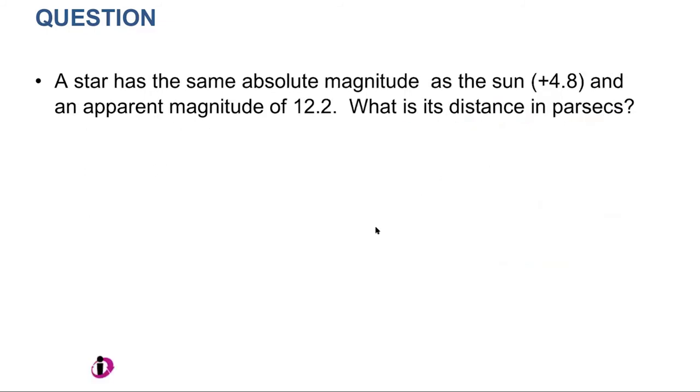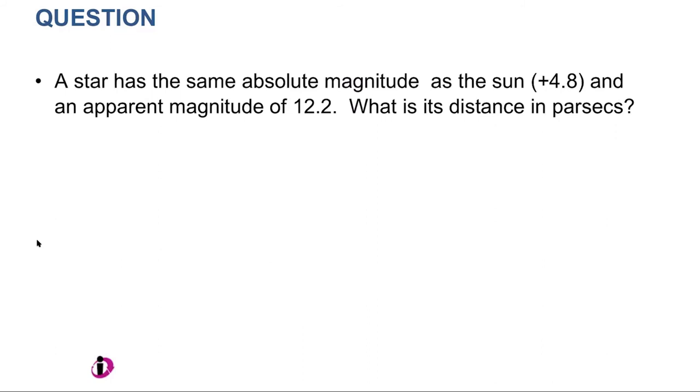Okay, here's another one to try. A star has the same absolute magnitude as the sun and has an apparent magnitude of 12.2. What is the distance to this star in parsecs? Again, I want you to pause the video and work on it because this is going to be good practice for the homework this week. So go ahead and work on it and then come back and we'll do it together.